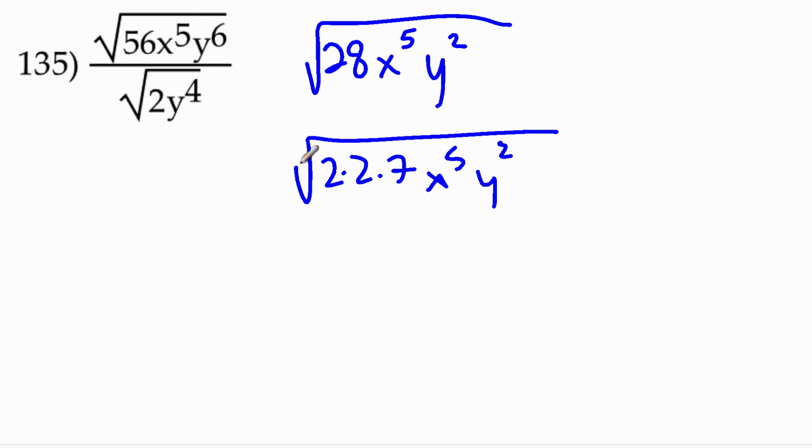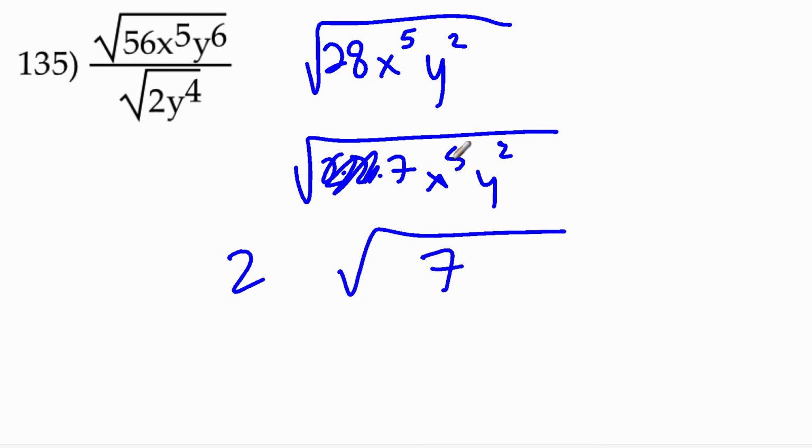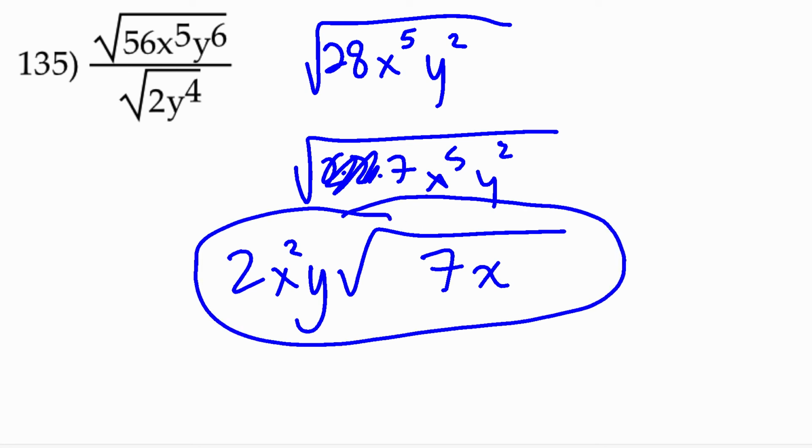Looking for 2 things in that I can bring 1 out. Here's 2 2's, I can bring a 2 out. 7's, no, I'm going to be stuck with the 7 in there. There's 5 x's, so there's 2 groups of 2 that I could bring out, so I could bring an x squared out, and I'd be left with 1 x inside. Y squared, there's 2 y's, so I can bring 1 out. So those are gone, I bring 1 y out. Done. Okay, hopefully that helps you.